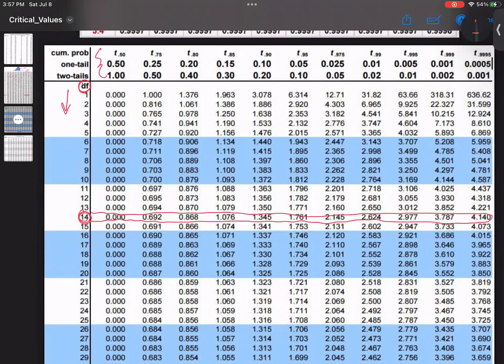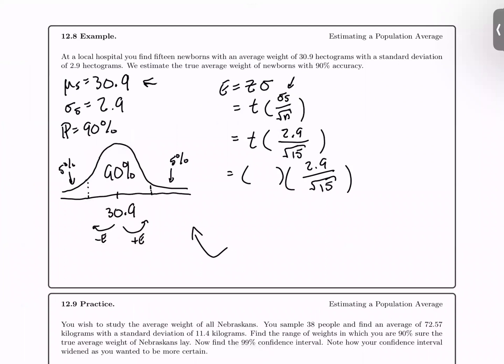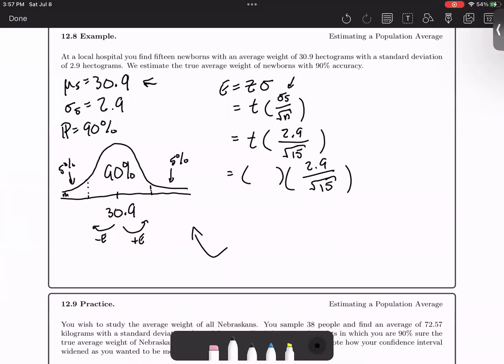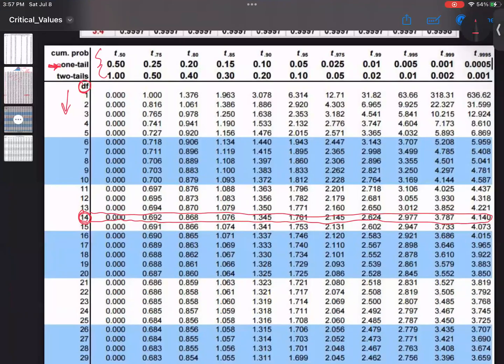Now, which column should we pick? Well, look here. How much probability do we have in one of the tails? If we go back to the picture, each tail has 5% probability, right? There's 5% in that one tail, and there's 5% in this one tail. So the one tail, we're looking for 5% right there. Or you can think of that picture another way. You've got 10% in both of the tails, right? It means the exact same thing. Or you can think about it as another way. It's the cumulative probability of 95%, right?